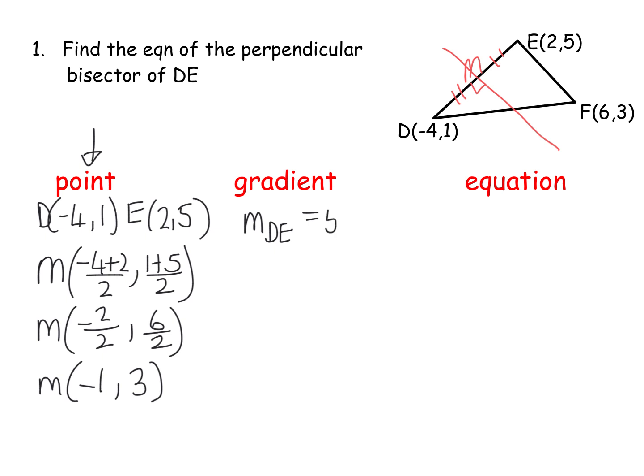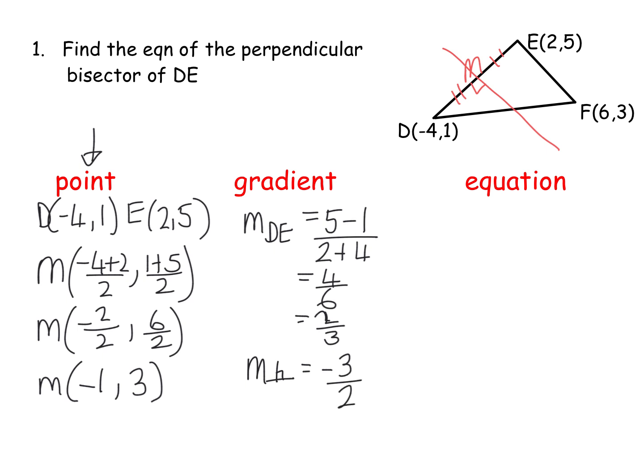So we have 5 minus 1 on the top, and then we have 2 minus minus 4, which turns into a plus 4, which gives us 4 over 6, or 2/3 when we simplify it down. Now remember, we are not using the gradient of DE, we are finding the perpendicular gradient, which is what we need to multiply that by to make it negative 1. So we flip it and we change the sign, so the gradient I'm using is negative 3 over 2.